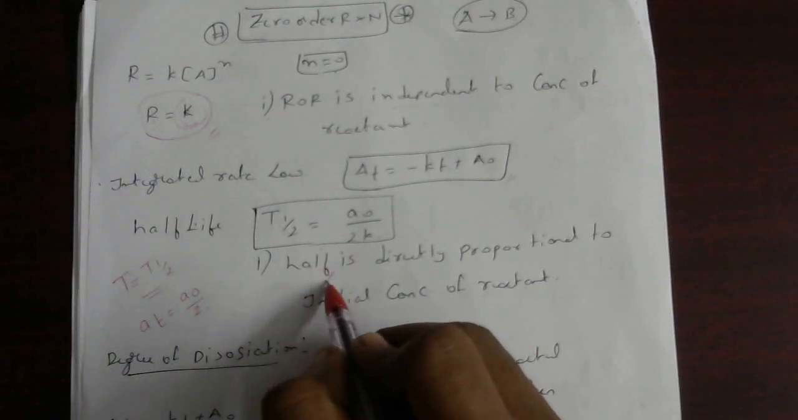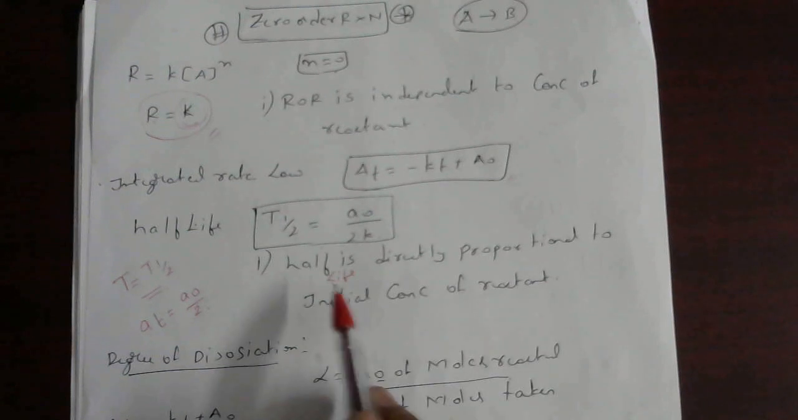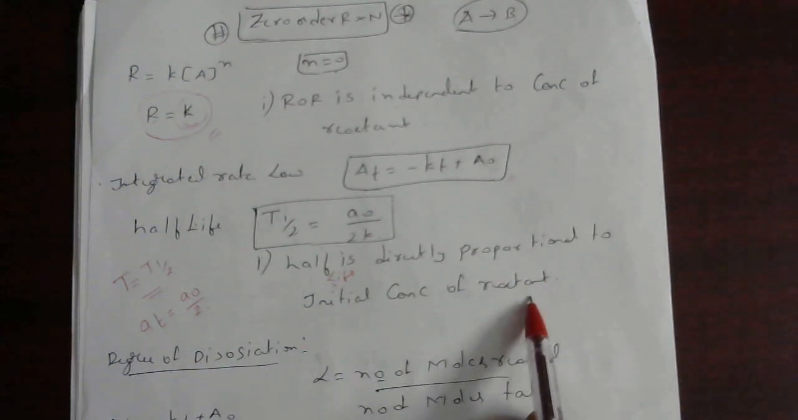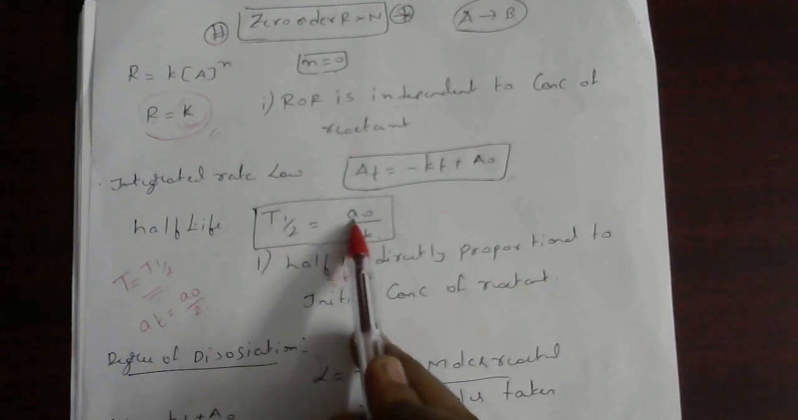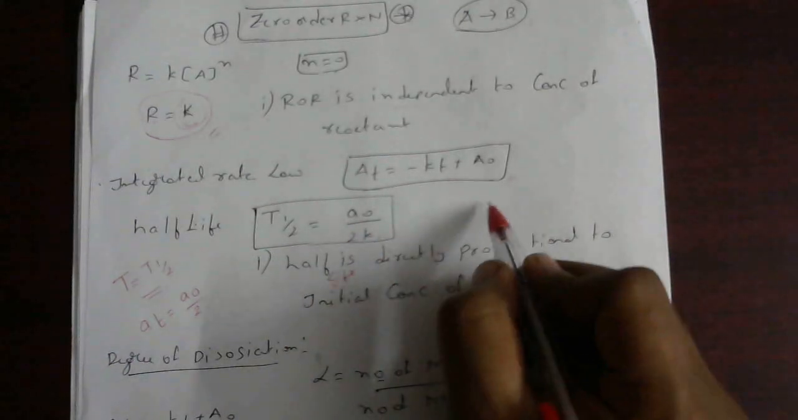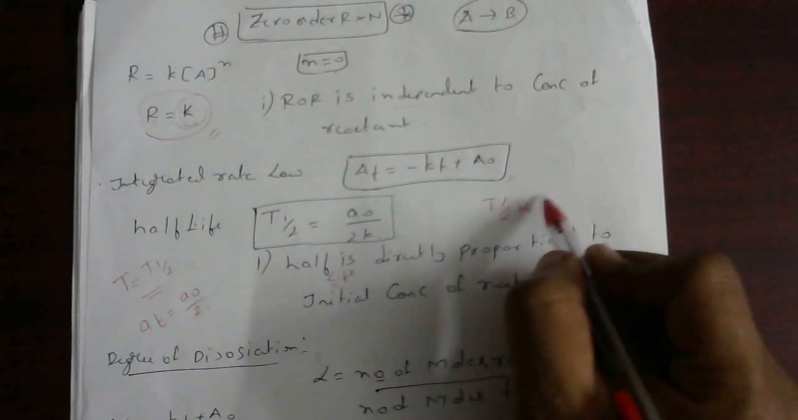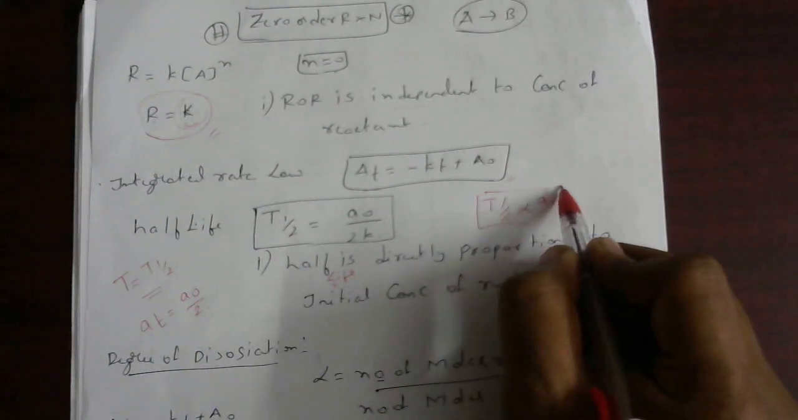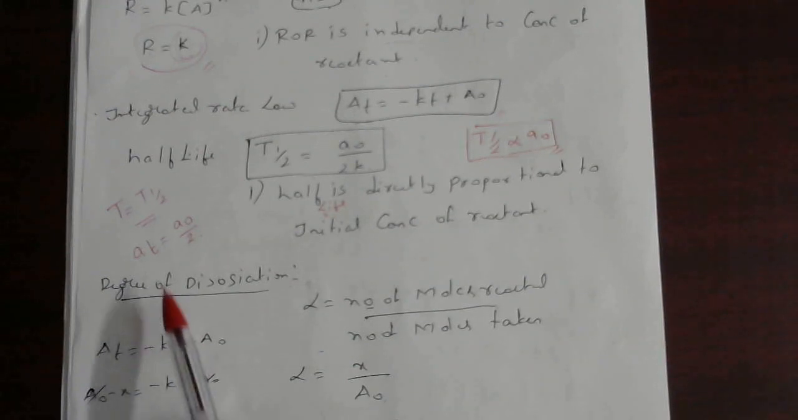Half life. Here I haven't written: half life is directly proportional to the initial concentration of the reactant. T half is directly proportional to A0. If you remove this constant, we can write here T half is directly proportional to A0. Very, very important formula this one. Okay, next one.